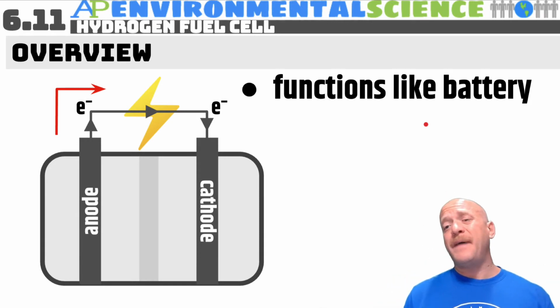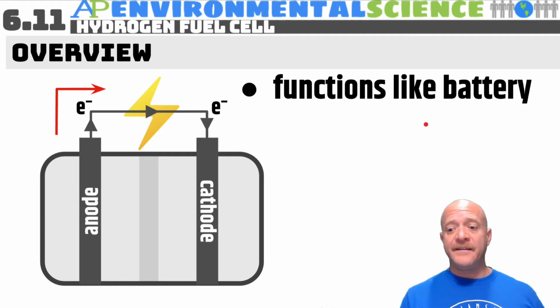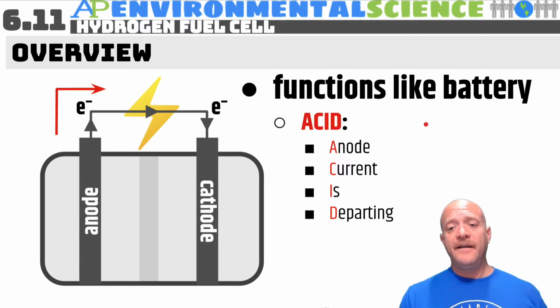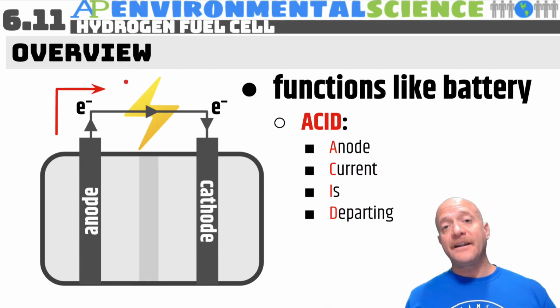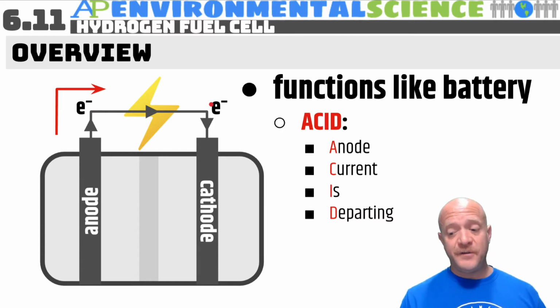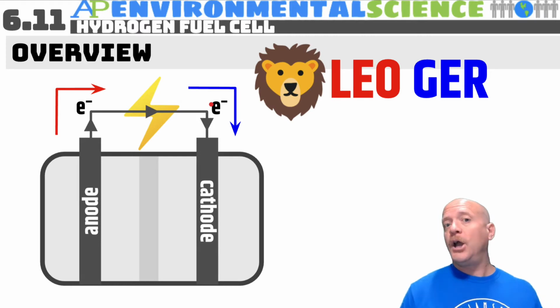So it functions like a battery, and whenever I think of battery, I think of battery acid. So we can use this little acronym, ACID. At the anode, current is departing. The current is in the form of electrons. Anytime you have electrons moving, that is electricity. These electrons are moving through a wire, and that is where we get our electricity from a hydrogen fuel cell.